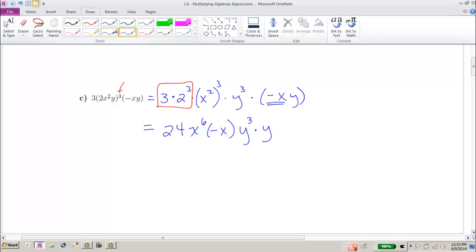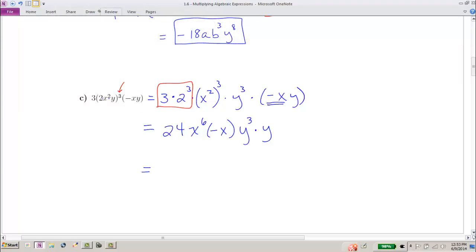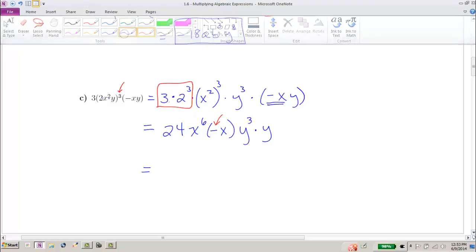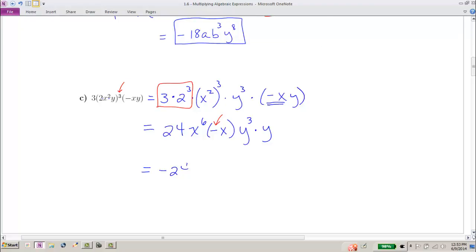And so now we can really begin to simplify this down. First, we might notice we have a factor of 24, and then we have this negative factor, and that's really like having a factor of negative 1. So I'm just going to bring that negative sign to the front. We've got a minus 24. X to the 6th times x is x to the 7th. Y cubed times y is y to the 4th. There's our product.